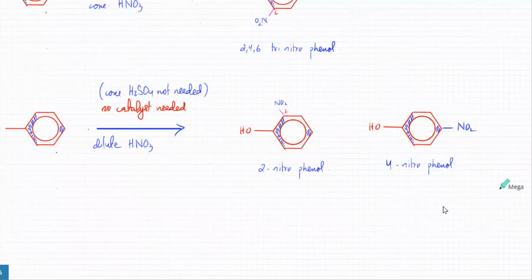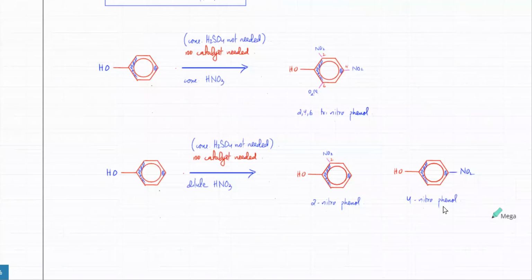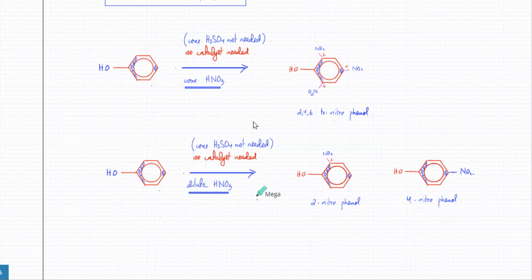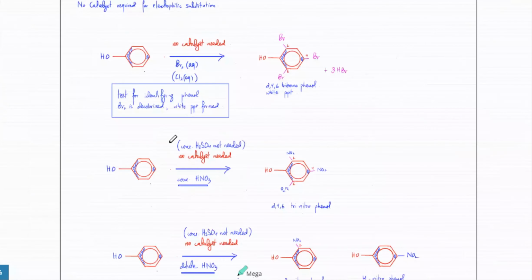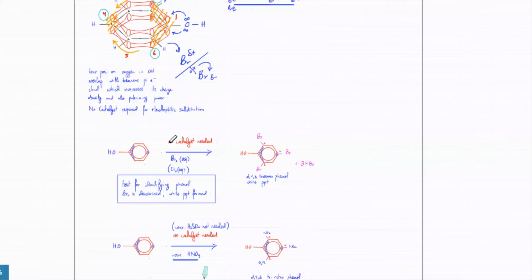So nitration, there would be two reactions. One would be with dilute nitric acid, and the other one would be with concentrated nitric acid. That's the only difference between the two. With concentrated, you're going to get 3 NO2s. With dilute, you're going to get just 1 NO2, either at 2 or at 4. Is this clear? Phenols, right? Is this clear?